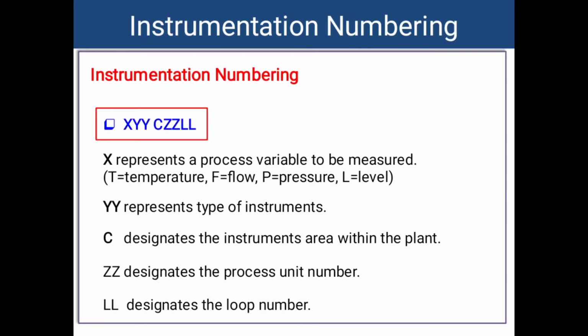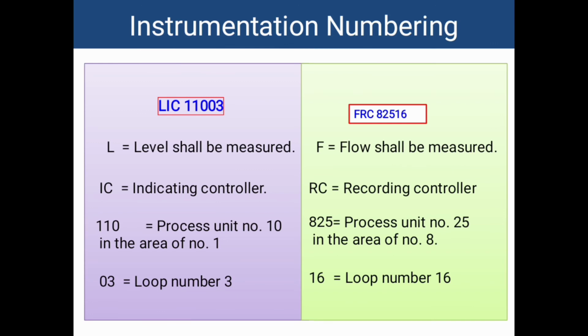Then instrumentation numbering. Each and every instrument will have a separate number. It includes X, Y, Y, C, Z, Z, L, L. That means X represents the process variable to be measured. Y represents the type of instrument. C designates the instrument's area within the plant. ZZ designates the process unit number. LL is the loop number. Now we can see the example.